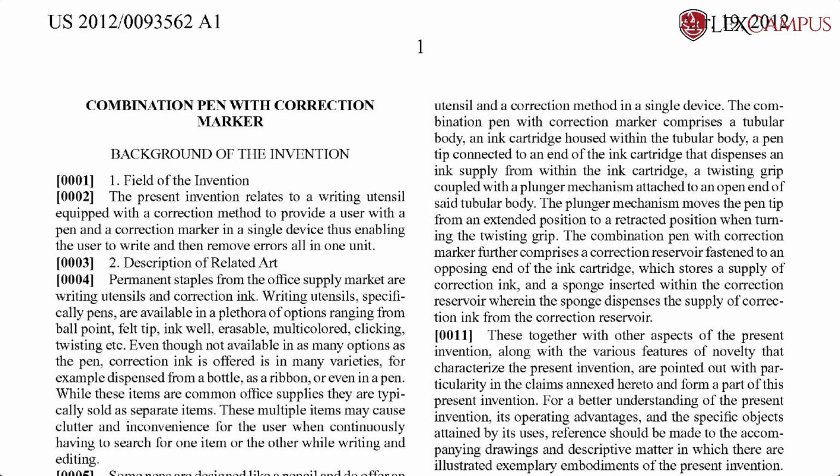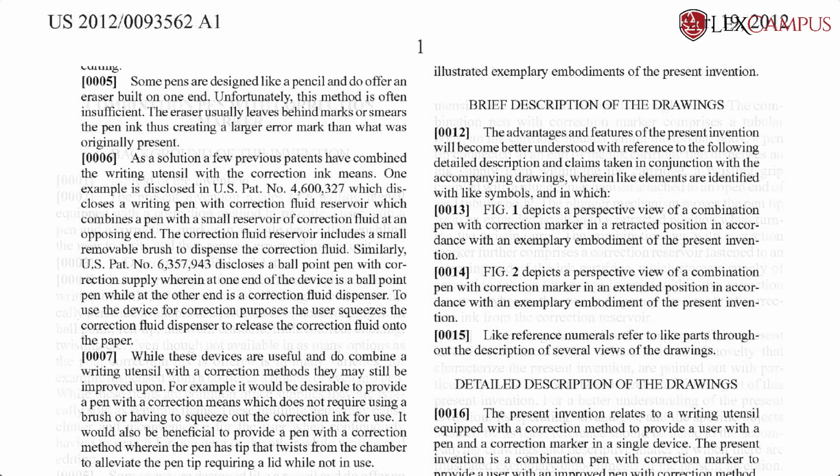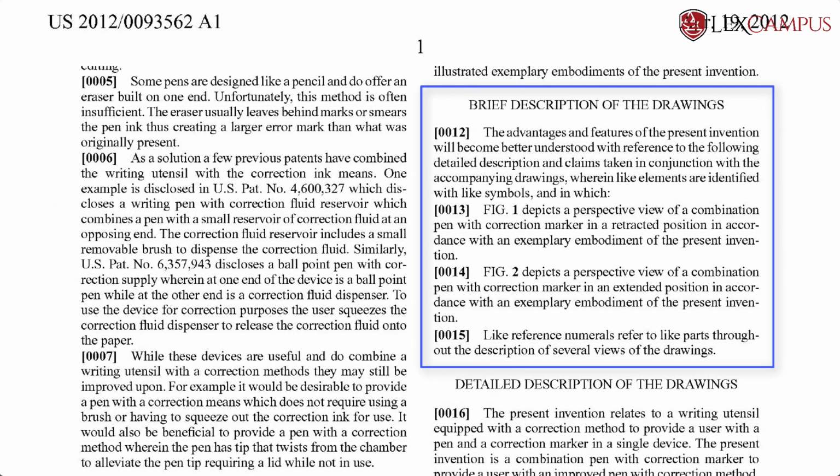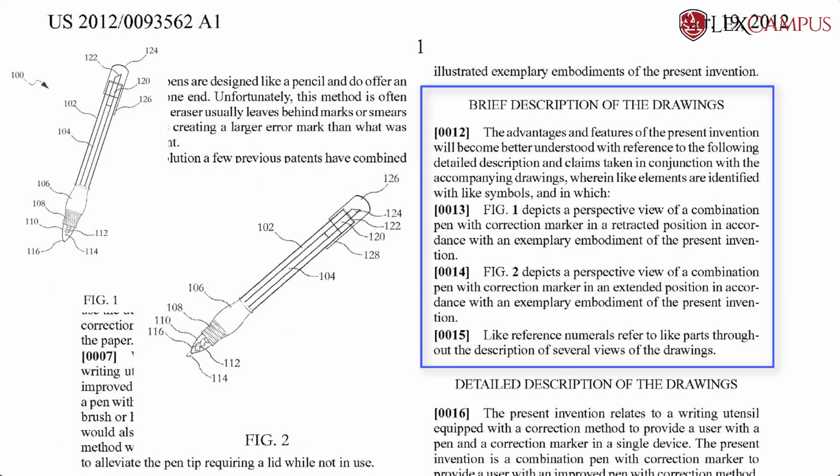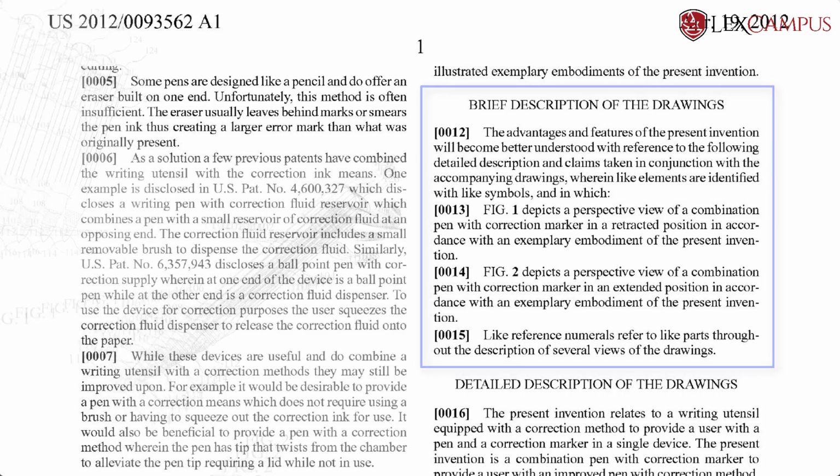Following the summary of the invention, there is a brief description of the drawings. Now, you saw figure 1 and 2. Figure 1 is explained here, figure 2 is explained here. This is a description of the drawing in words. They are all perspective views. So, there are perspective view drawings, cross section view drawings, split view drawings, blow up drawings. There are different kinds of drawings that can accompany a patent. Here you have the perspective view drawing.